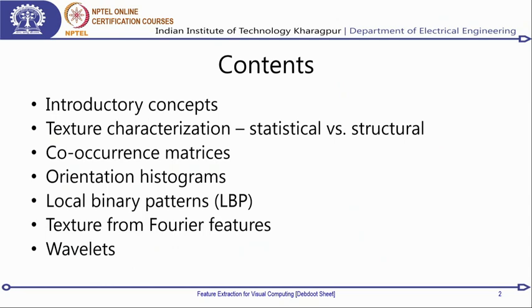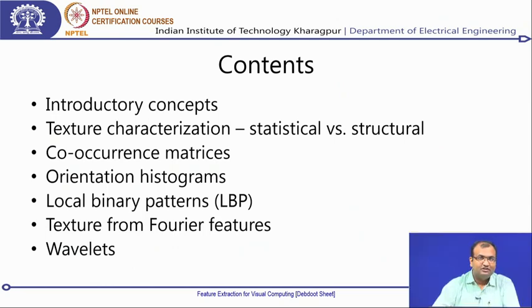From there we will start by understanding the differences between statistical and structural textures, enter into very classical methods called co-occurrence matrices, then go to orientation histograms and some rather recently developed contemporary techniques called local binary patterns, then enter into textures from Fourier transforms and Fourier features, and then go into wavelets, which is the family closest to deep neural networks, or very specifically convolutional neural networks, in order to understand how features are learned and how they relate to different aspects of how we see images.